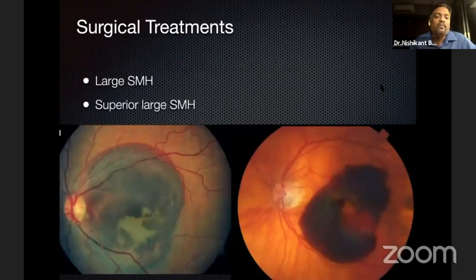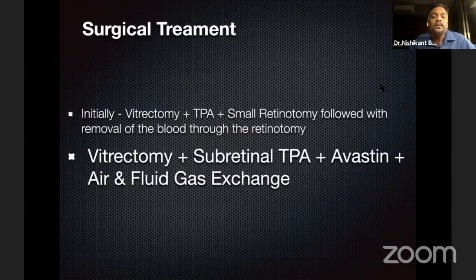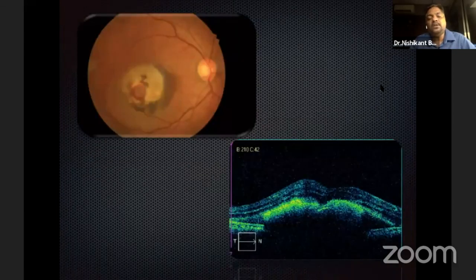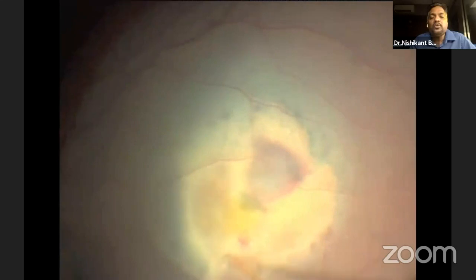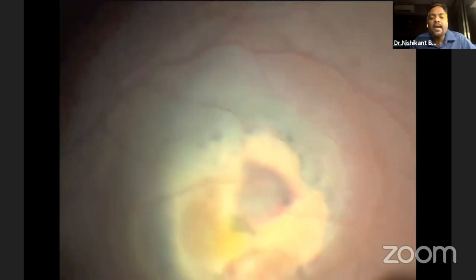Now, what do you do when you have a very large submacular hemorrhage or a very large superior submacular hemorrhage, which can slowly migrate to the center of the fovea? There you can attempt a surgery. Now, here I usually like to do a vitrectomy with a subretinal TPA with Avastin and air, followed by a fluid gas exchange. Now, this is a case of a large submacular hemorrhage, and in whom I have done a vitrectomy and I've cleared off the macular area of all the membranes. And then this is a 41 gauge subretinal cannula through which I'm injecting subretinal TPA along with air and Avastin.